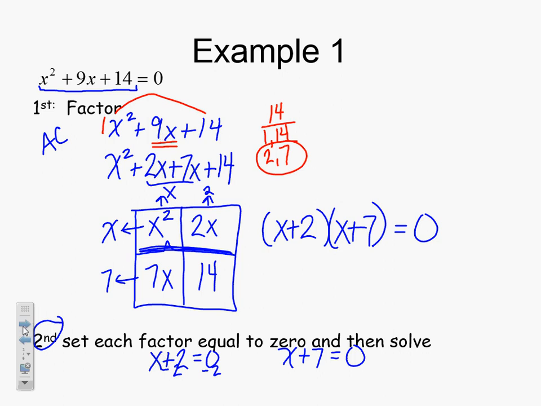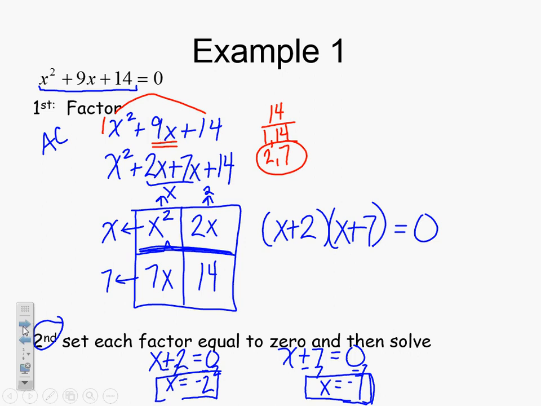If I do x plus 2 equals 0, subtract 2, x is negative 2. Minus 7 here, x equals negative 7. You get 2 solutions for x. So this was an x squared problem, and I ended up with 2 solutions. Coincidence? Nope, I think not. Anytime you have an x squared, you will be looking for 2 solutions. Our 2 solutions are negative 2 and negative 7.